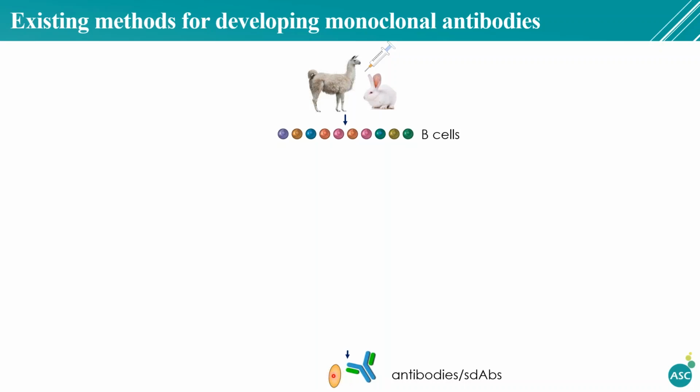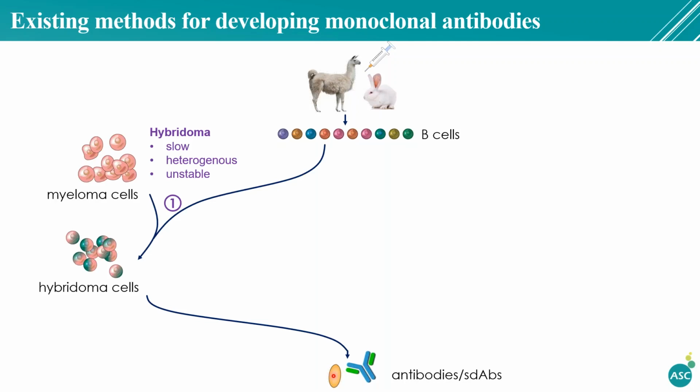In this slide, I would first summarize a few methods that are commonly used today for monoclonal antibody development. The first method is the classical hybridoma method. In this method, the B cells from the animals are first fused with myeloma cells to get the hybridoma cells, which are immortalized and able to secrete antibodies.